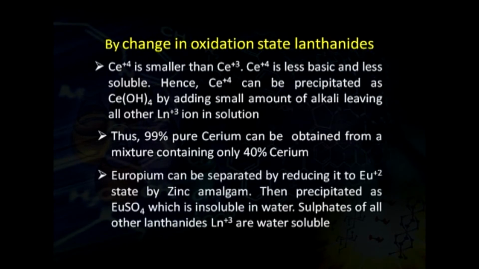Europium can be separated by reducing it. It is the reverse of the previous process. Here it is going to get reduced. The europium can be separated by reducing it to the +2 state by zinc amalgam. Amalgam means an alloy in the presence of mercury with zinc. It is then precipitated as europium sulphate, which is insoluble in water. The sulphates of all other lanthanides in the +3 state are water soluble. So, due to the difference in solubility, it can be easily separated.